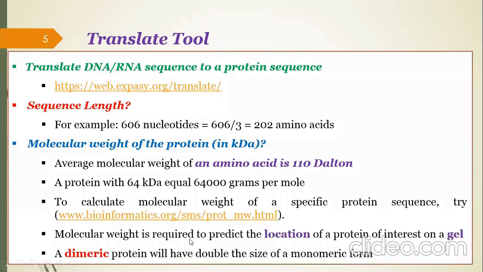Okay, and molecular weight is required to predict the location of a protein of interest on the gel, and a dimeric protein will have double the size of the monomeric form. Who will explain this first? I need someone to explain this, and we will talk in detail about this. This has some complexities. I want to go into detail, but before that, I want your opinion. Do you want to discuss it? Yeah, please.